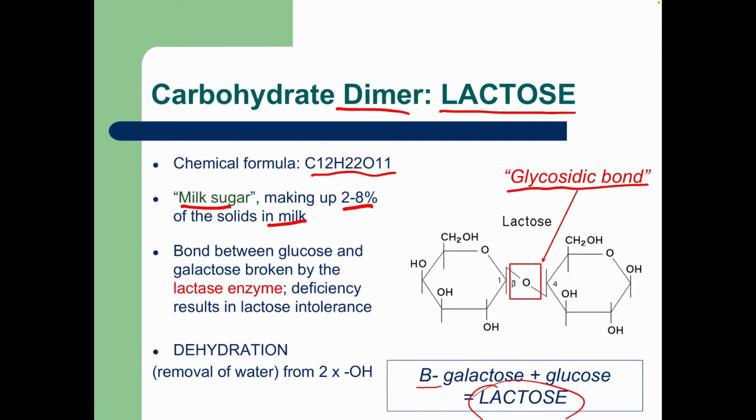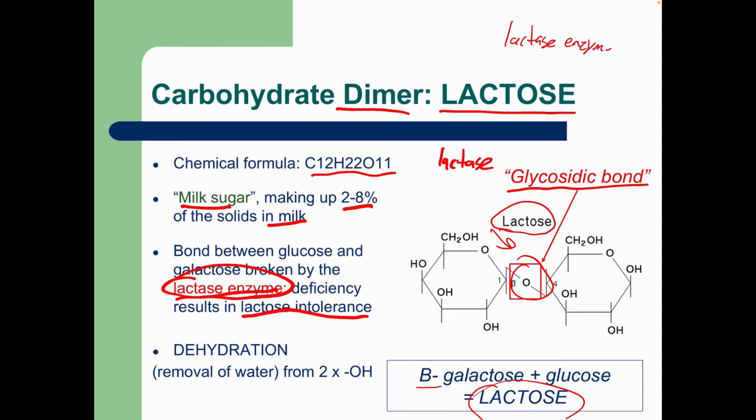The bond between glucose and galactose is broken by the lactase enzyme, and a deficiency in the lactase enzyme results in lactose intolerance. So I'm sure you've heard of lactose intolerance. Again, the inability to break this bond doesn't allow lactose to be digested properly. So we need that lactase enzyme to break this bond. And there are actually pills you can get with lactase enzyme that you can take before you eat dairy products, and it works essentially to replace your deficiency and break this down. This is essentially formed through a dehydration reaction, which is the removal of water from the hydroxyl group.